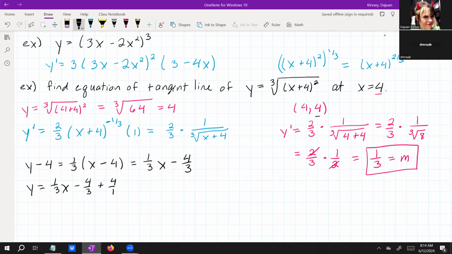Okay, add 4 to both sides. Let's do a little side work. Negative 4/3. All right, common denominators. So multiply top and bottom by 3 gives me 12/3, which gives me 8/3. And that's a positive 8/3 at this point.